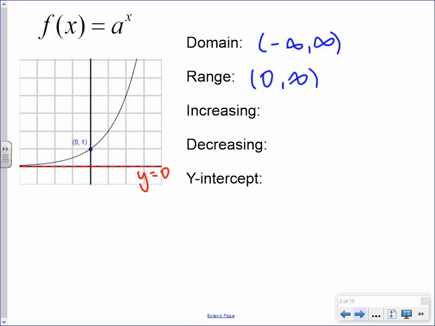Okay? Would you describe this function as increasing or decreasing? Increasing. We have exponential growth. Okay, so we're always increasing and never decreasing. And like we talked about earlier, our y-intercept is always going to be 0, 1 for the parent function. Okay, we are going to work with some shifts and transformations. Now you're excited.